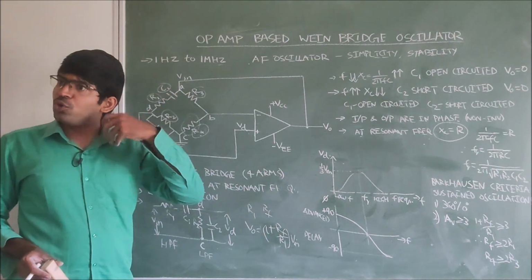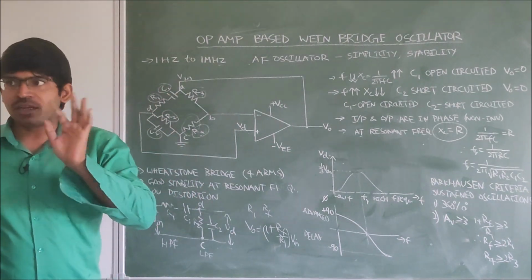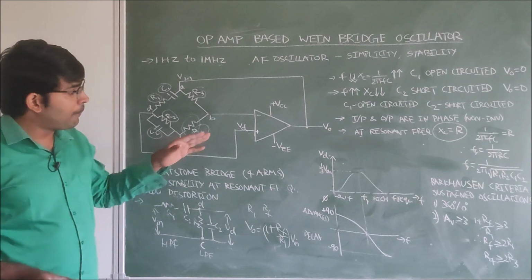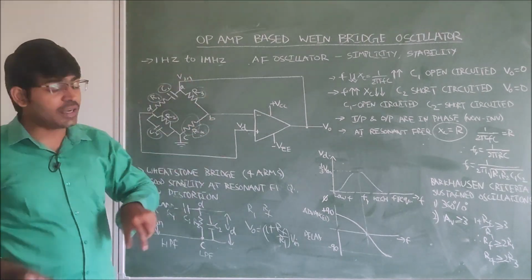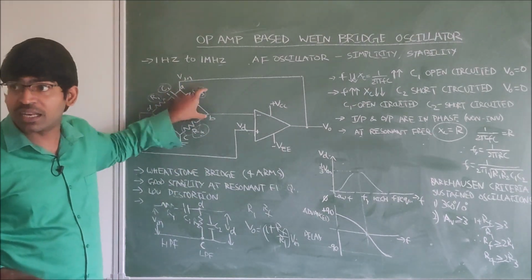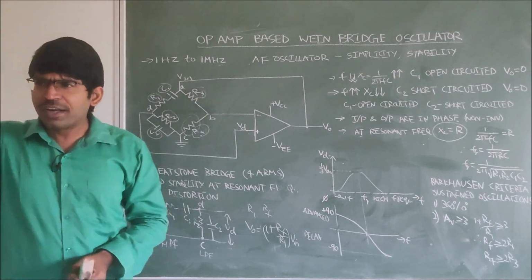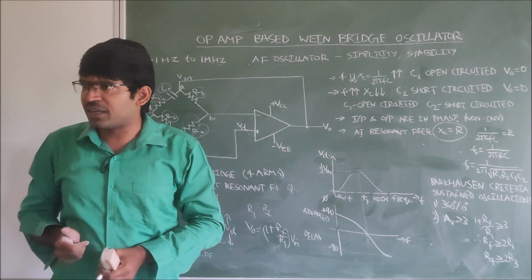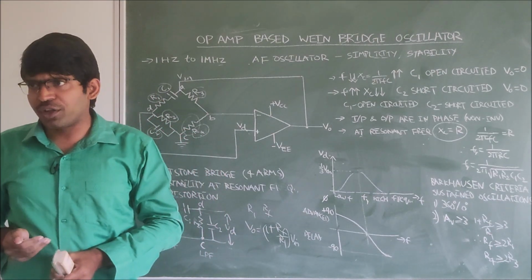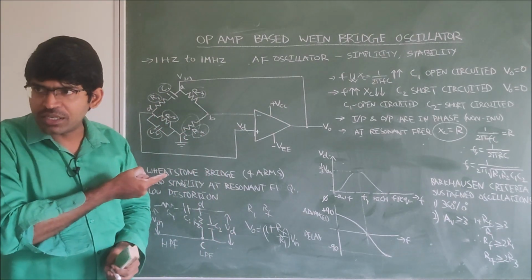Now you have designed this circuit at a particular resonant frequency. But the gain of this circuit will be decided by these two resistors, R3 and R4. This is how we can design a very good audio frequency oscillator in the range of audio frequencies by using this Wein Bridge oscillator.